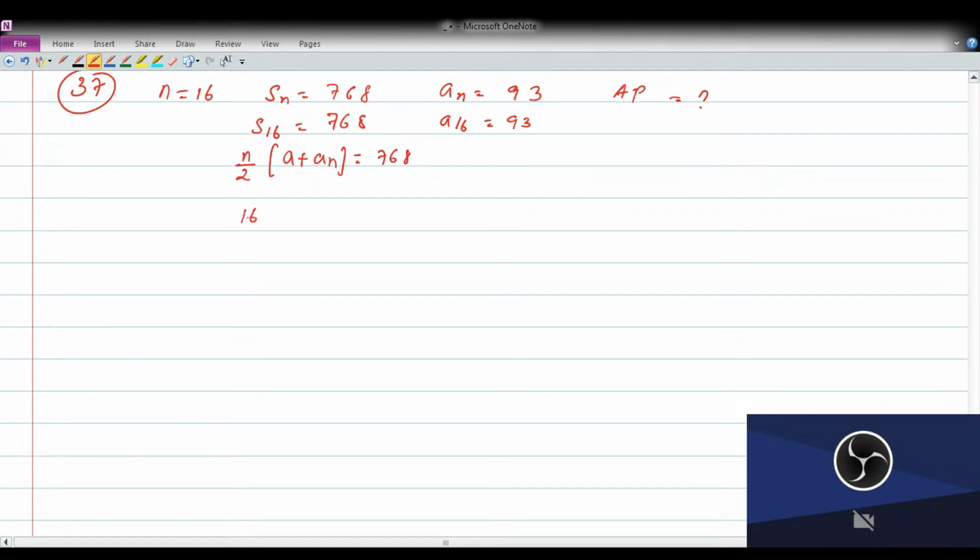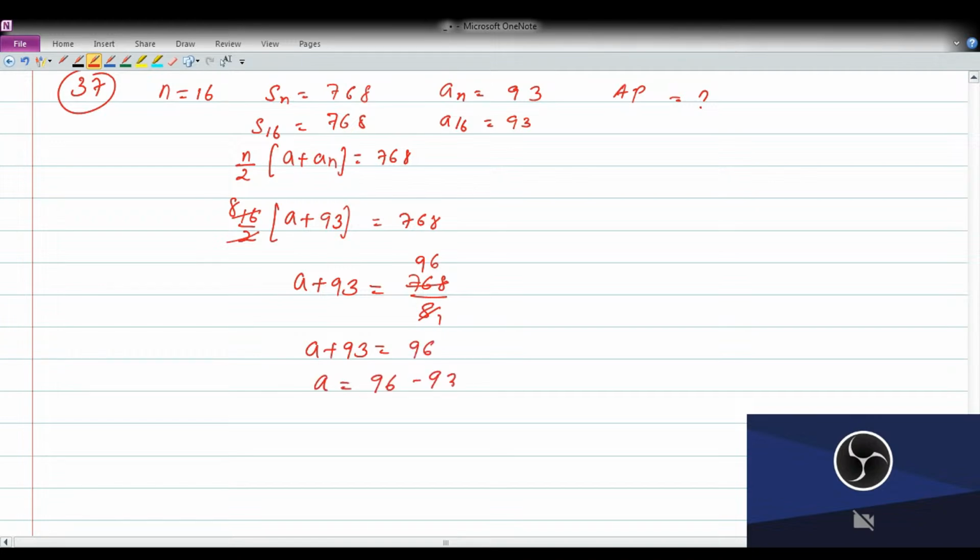n/2 means 16/2. a n, they have given, that is 93, is equal to 768. 2 1s are 2, 8s are... So a plus 93 is equal to 768 divided by 8. So a plus 93 is equal to 96, 8 1s are 8, 8 9s are 72, 8 6s are 48. So it becomes 96. a is equal to 96 minus 93. The value of a is equal to 3.